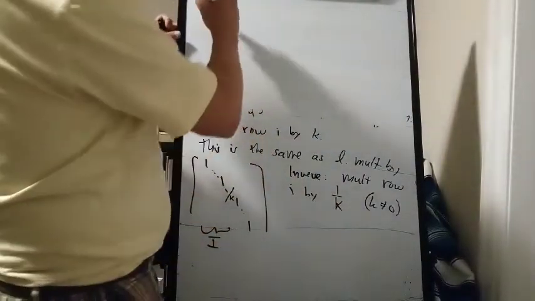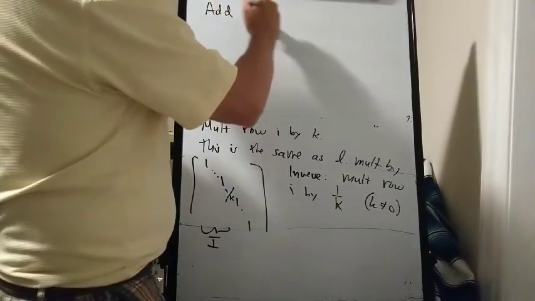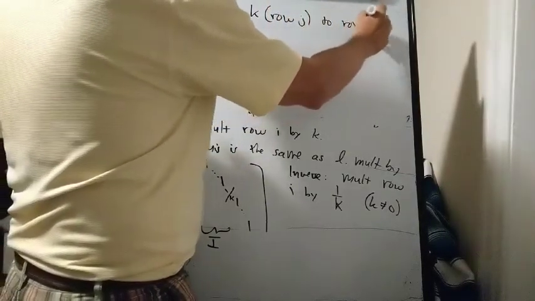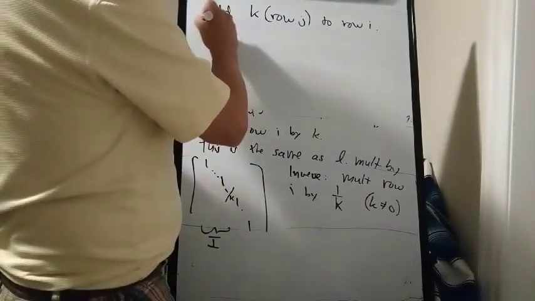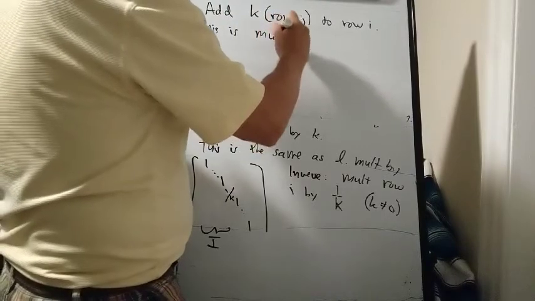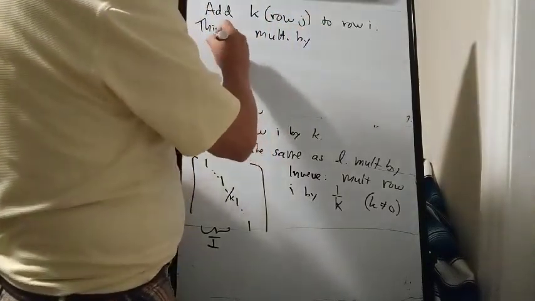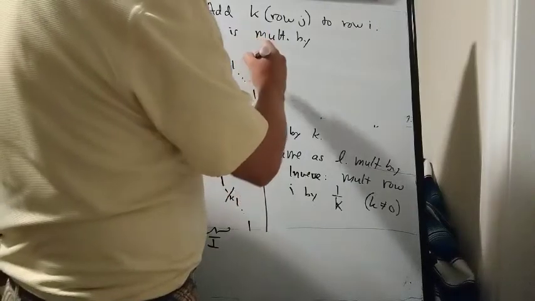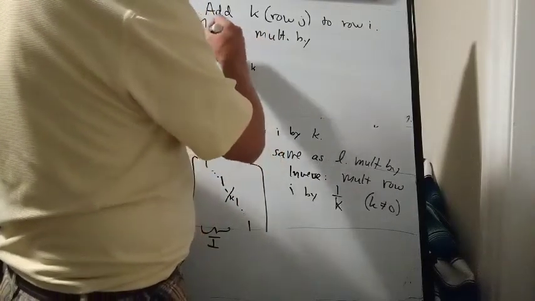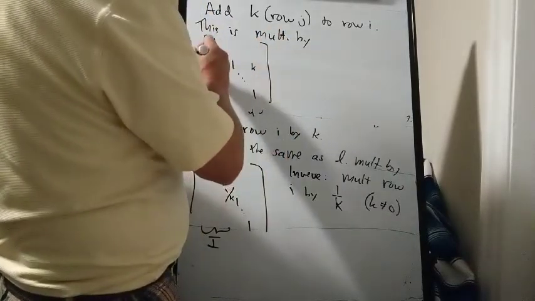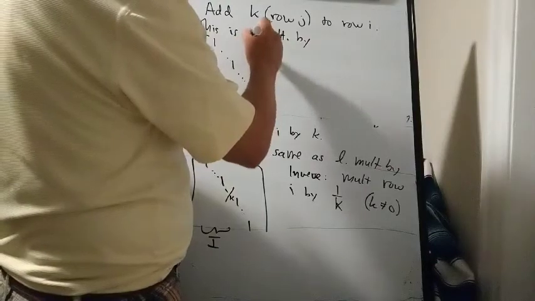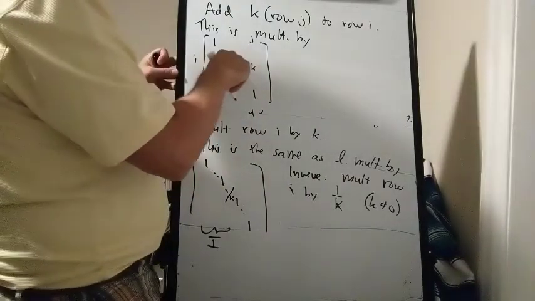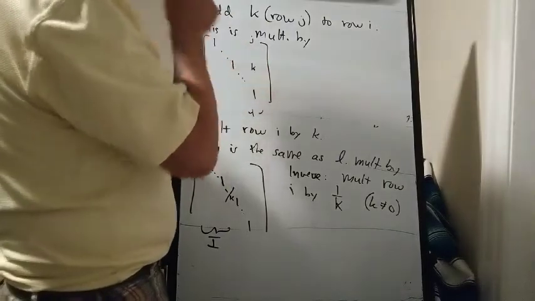Now our other row operation is add k times row J to row I. This is multiplication by a matrix that has 1s on the diagonal and a k off the diagonal. So here's row I and here's column J. So we've got a k in row I and column J. Row I becomes row I plus k times row J when we multiply by this.